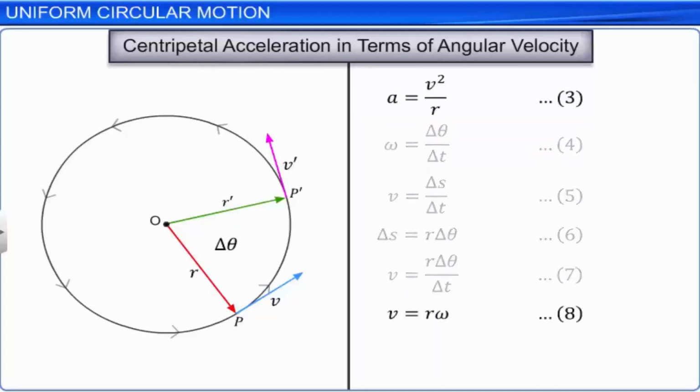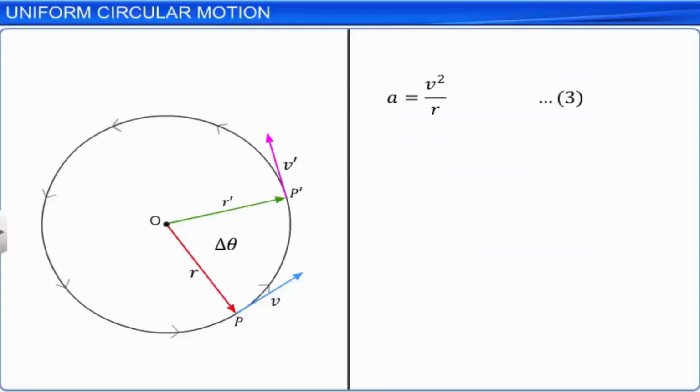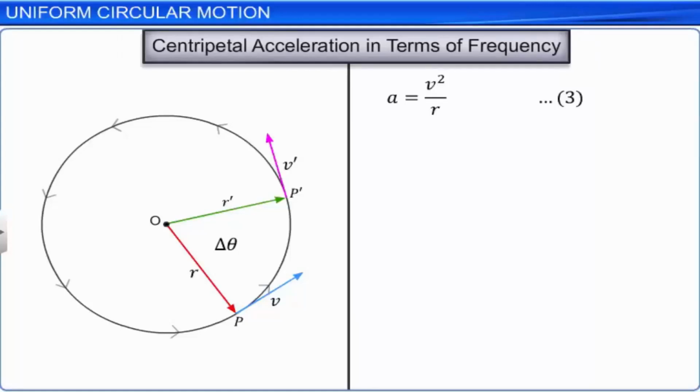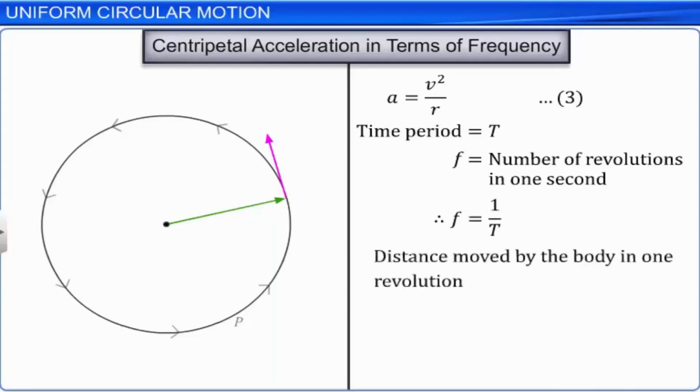Now let us find the centripetal acceleration in terms of frequency. Time taken to make one revolution, that is, time period is T. Frequency, f, is the number of revolutions in 1 second. Therefore, f is equal to 1 by T. Distance moved by the body in one revolution is equal to 2 pi r. v is equal to 2 pi r by T. On substitution, we get v is equal to 2 pi r f. Omega is equal to 2 pi f. Substituting the values in equation 3, we get a_c is equal to 4 pi square f square into r.